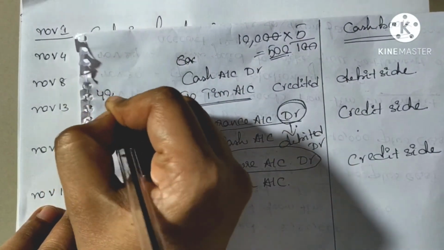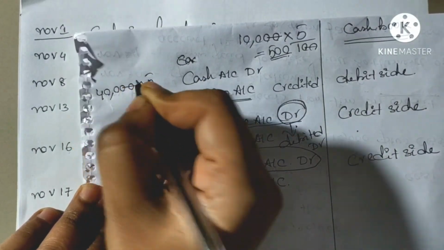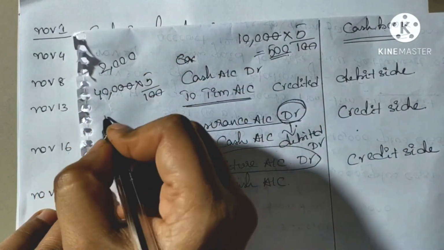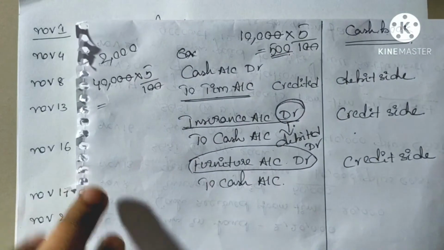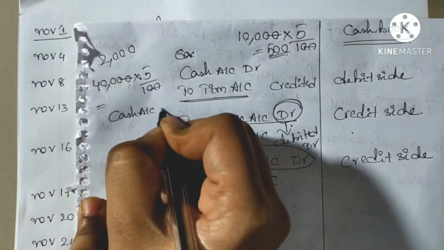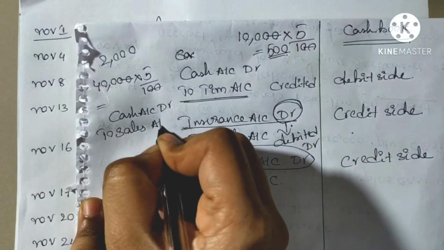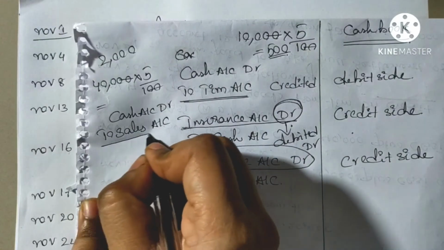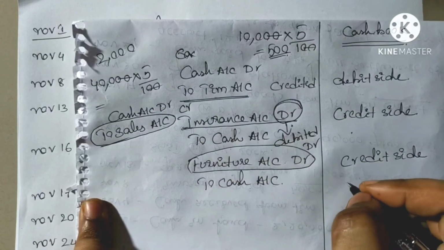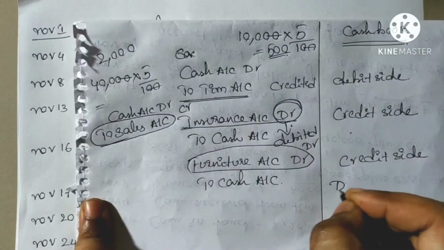So 40,000 into 5 by 100, which comes to 2,000. Okay. So the journal entry would be cash account debit to sales account. Here sales is credited, so we have to mention it on the debit side of the cash book. So debit side.